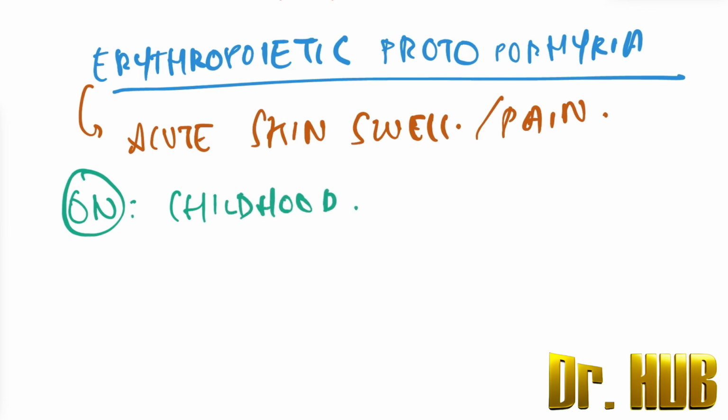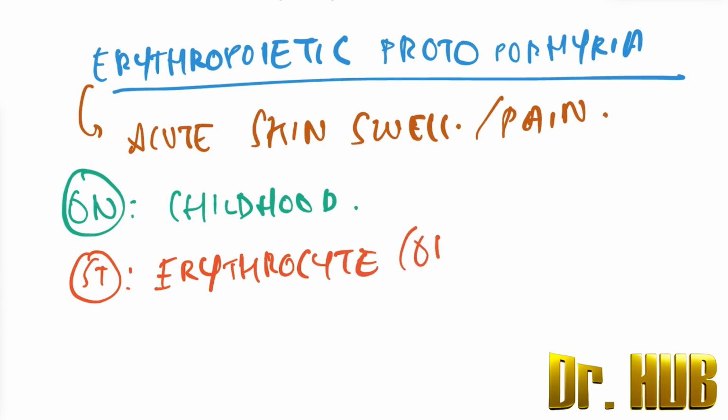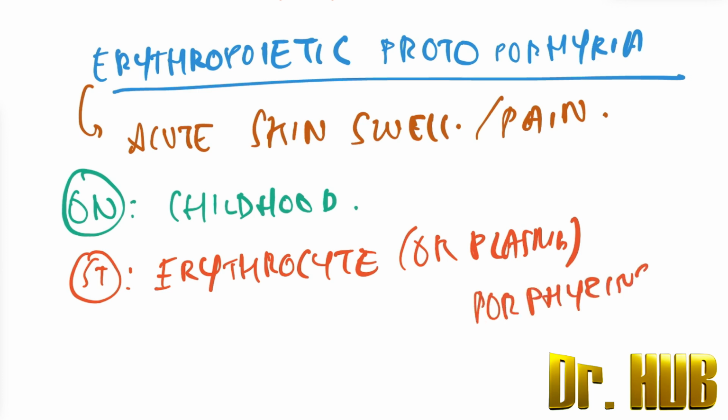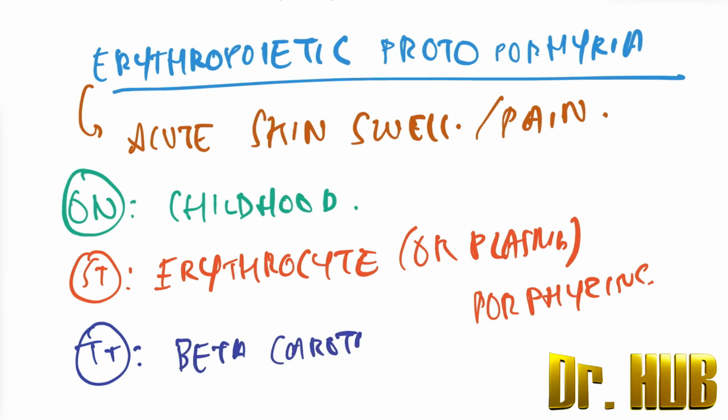So what are the important screening tests here? The screening test here is erythrocyte porphyrins, the erythrocyte or the plasma porphyrins. Next is the question on the treatment. The treatment is beta carotene.